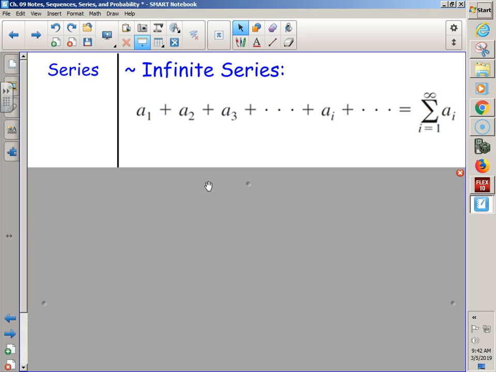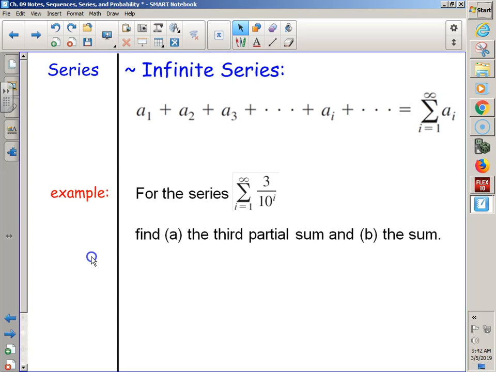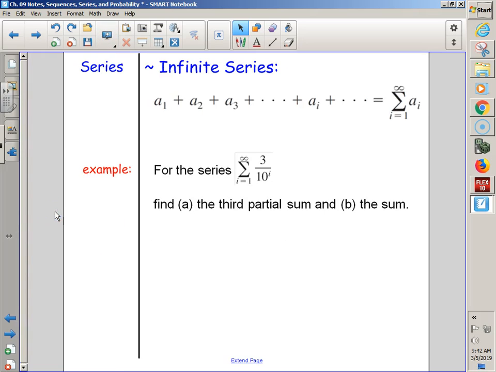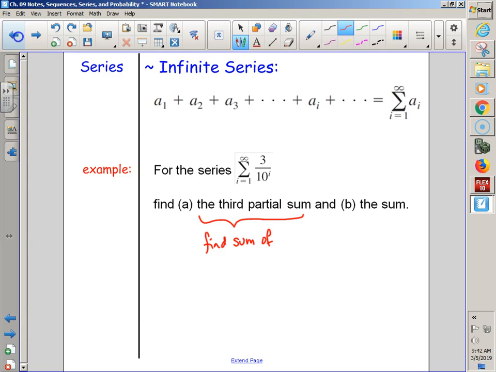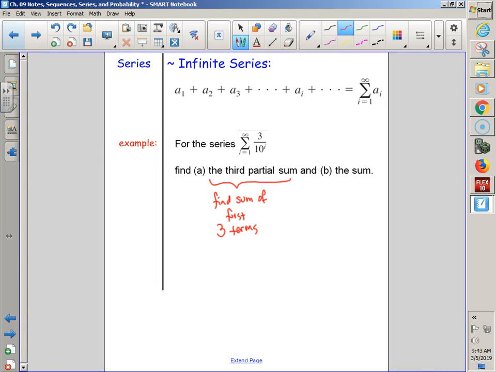An infinite series says plug in plus dot, dot, dot, keep going. Now, we're not going to spend tons of time on this. There's actually 2 pages. Oh, just 1 page. When it says third partial sum, I want you guys to think, because you're going to see that wording in homework, find the sum of the first 3 terms. If it says third partial sum, partial means it's not the whole thing. Find the sum of the first 3 terms.